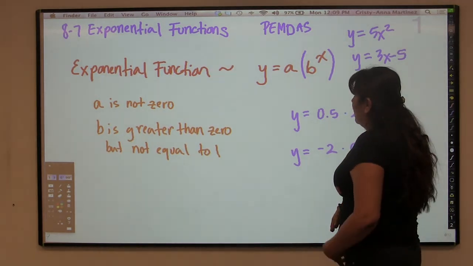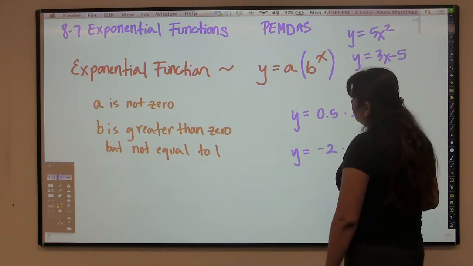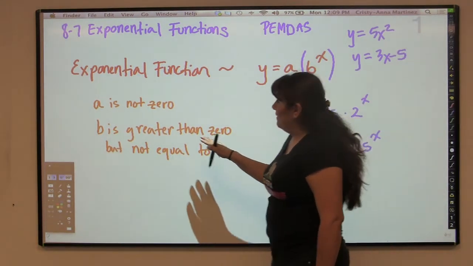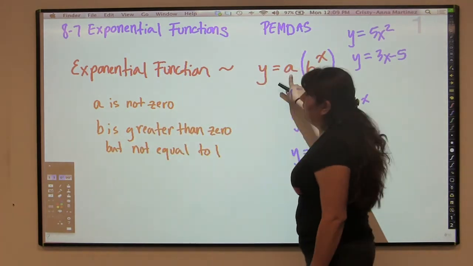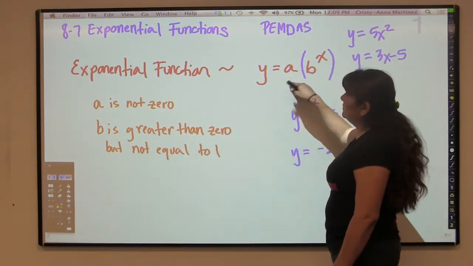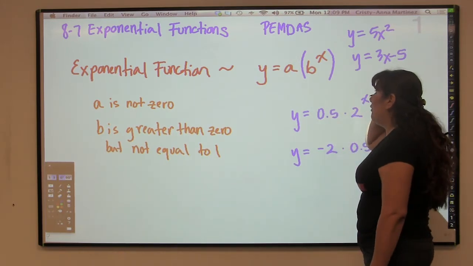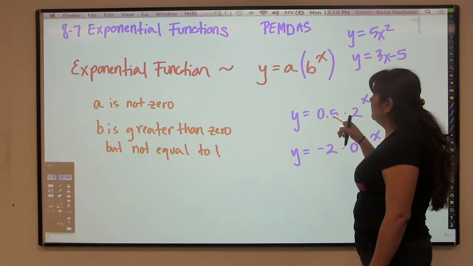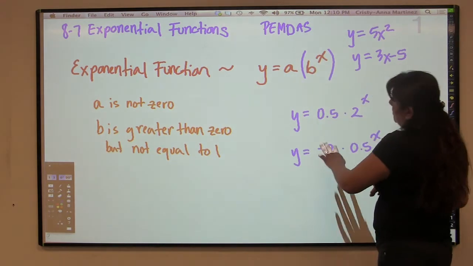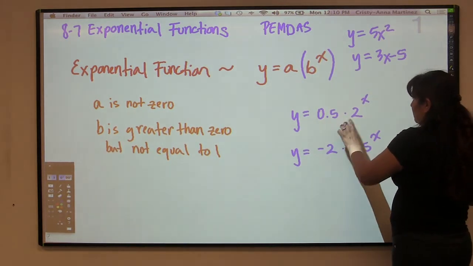A couple of things that I want to be clear here. For an exponential function, the a, this value here, is not 0, and that should make sense. An exponential function is a function where the variable is in the exponent, so you can see that the variable up here is the exponent. Some examples here, we've got y equals 0.5 times 2 to the x.